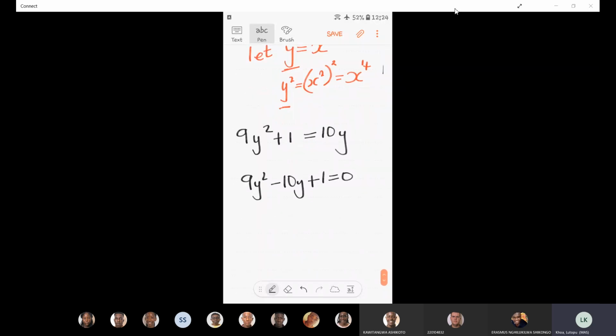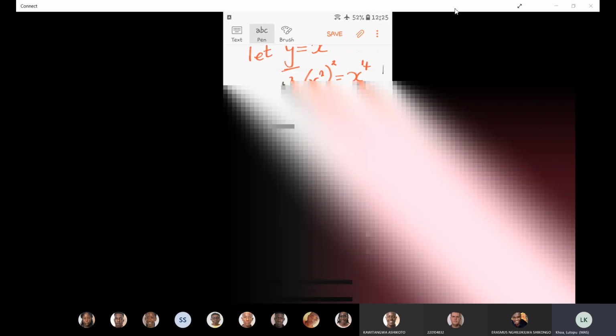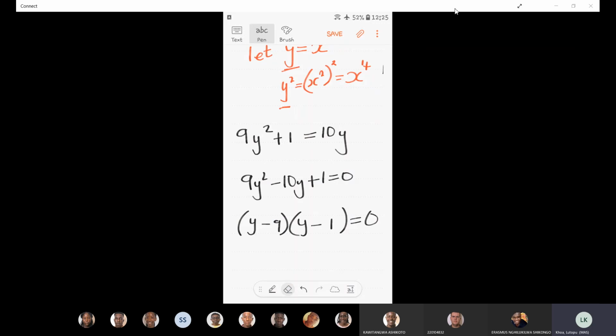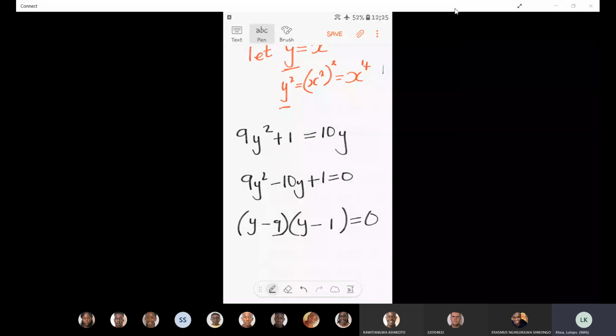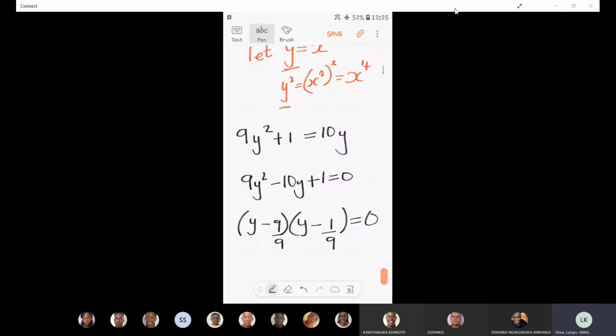And this can be factorized because you're looking for two numbers that multiply to give 9, and when I add them, they give negative 10. So it's negative 9 and negative 1. So you open your brackets as usual, equal to 0. Then you put your y, and you say it's negative 9 and negative 1. Now the coefficient of y squared is 9, so what you'll do is divide this by 9, divide this by 9.